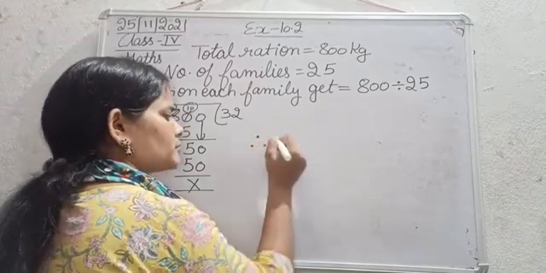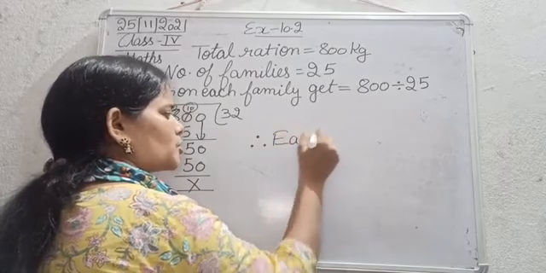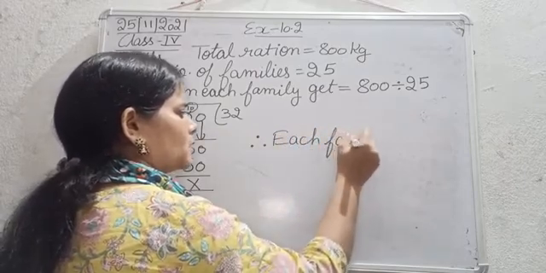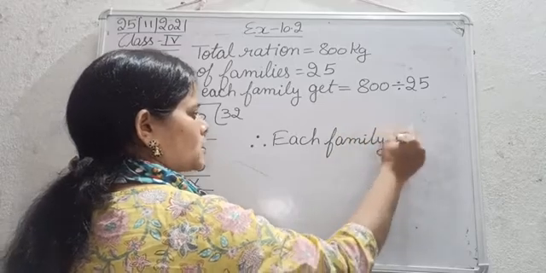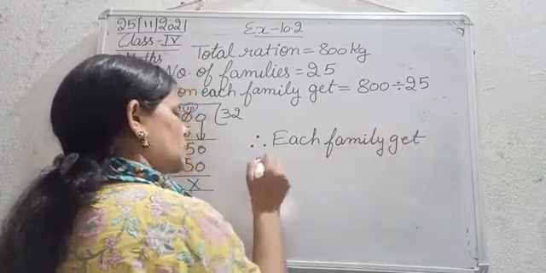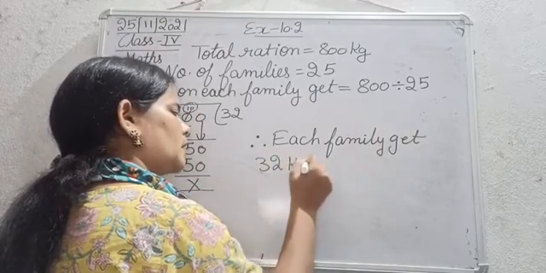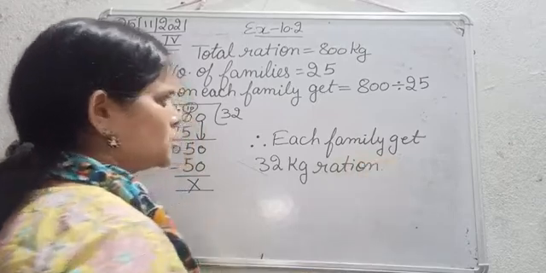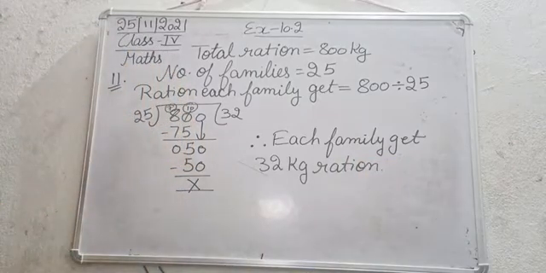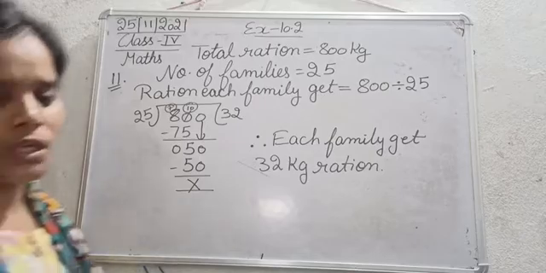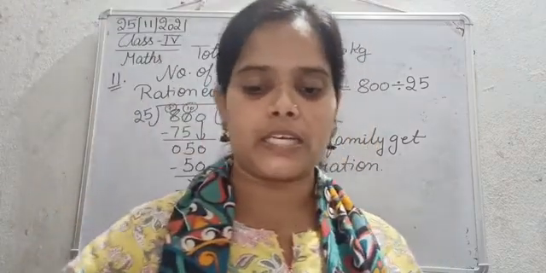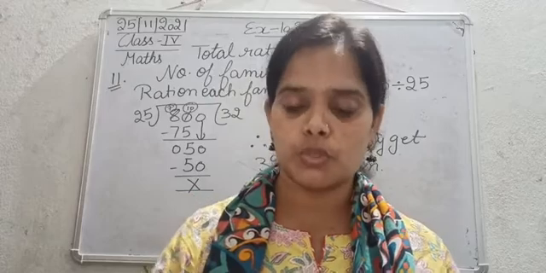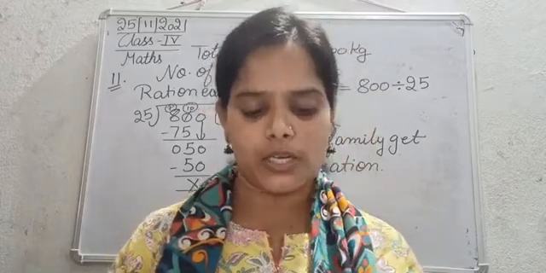Therefore, each family get 32 kg ration. Therefore, each family get 32 kg ration. And this is the solution for the question number 11 of exercise 10.2 as well. So with this, we have completed exercise 10.2 and chapter number 10 as well.